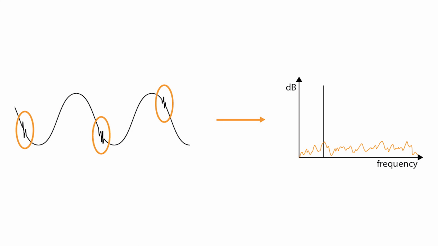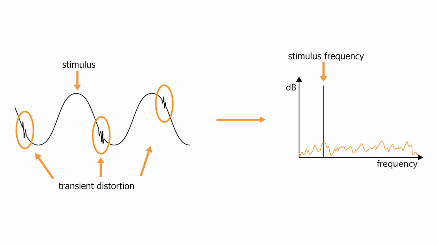Now, you probably know that most speaker measurements are made in the frequency domain. But if we look at the corresponding frequency spectra for these waveforms, you can see this line here is the stimulus frequency, and this noise here is the transient distortion. And looking at it like this doesn't really give you useful information.